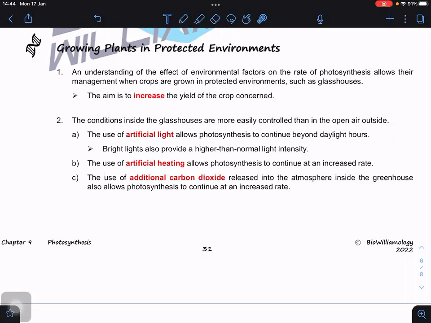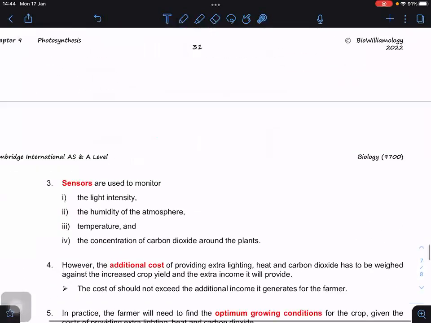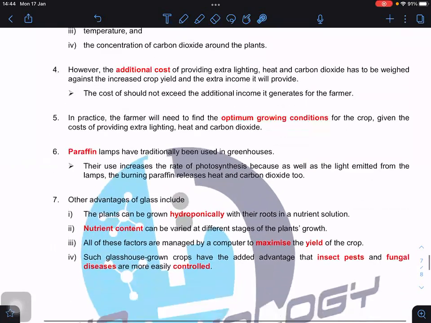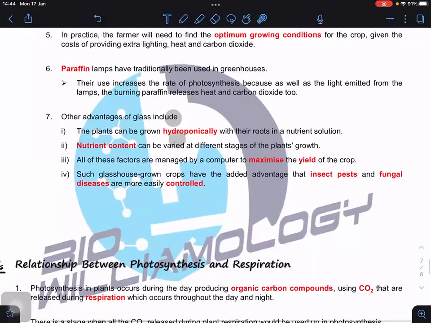But the thing here is, if you increase the light intensity, provide heating and also carbon dioxide, you are going to incur cost. So you cannot simply make the light intensity very, very high. Are you clear? We have to check, we have to get the balance. At the same time, we can install sensors to monitor the light intensity, humidity, temperature, and even the concentration of CO2 around the plants. But we know that additional cost will be there. So the farmer needs to find out the optimum growth condition.